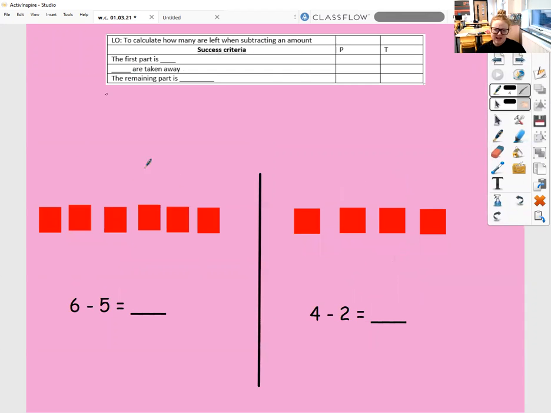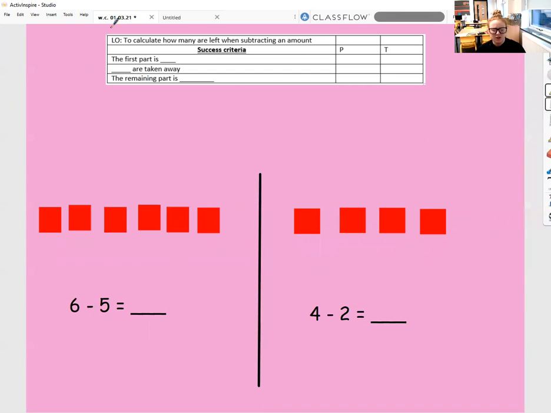Brilliant. Okay, this time we haven't got the line through to help us. How do you think we might solve this equation? Just have a little think in your head. How might we solve this problem? Well, let's follow our success criteria. The first part is 6: 1, 2, 3, 4, 5, 6.